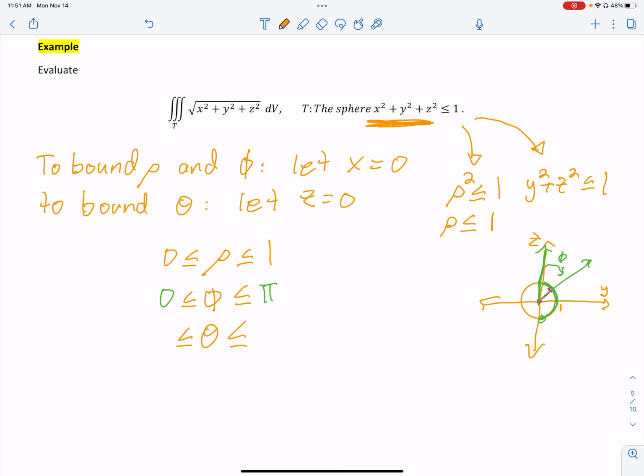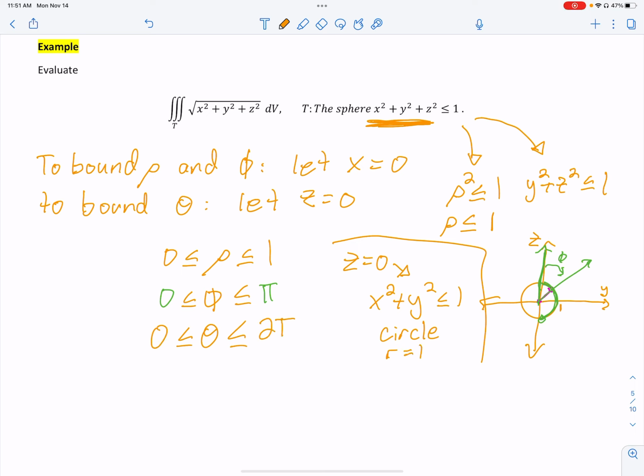You let z equal 0. So I'll do that right here. z equals 0. That implies that x squared plus y squared is less than 1. This is a circle with radius 1. So that goes from 0 to 2 pi.